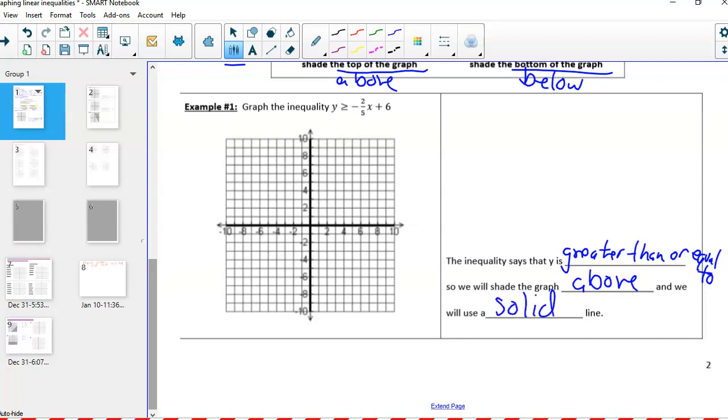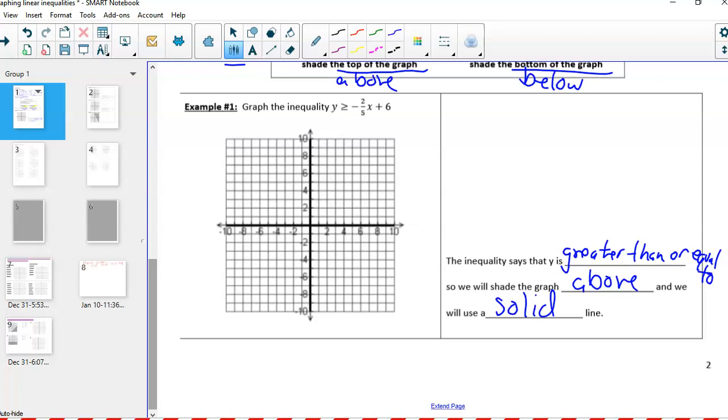So eventually these words will go away, but these are the questions you need to ask yourself. Will the inequality make this a dashed or solid line? Will we shade above or below, based on whatever the inequality is?